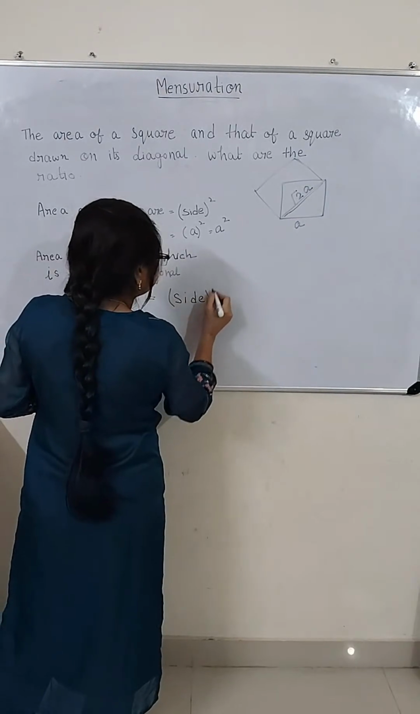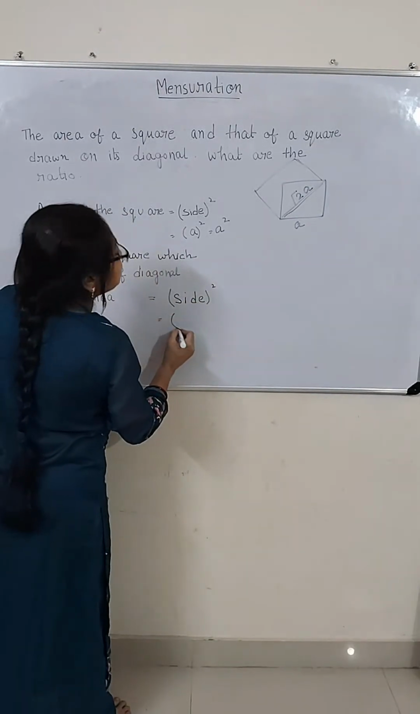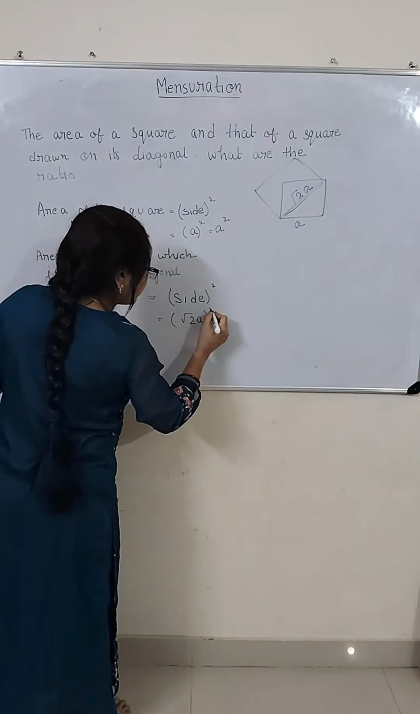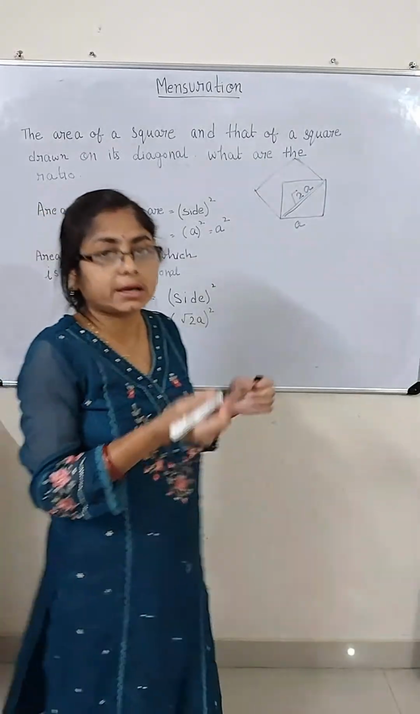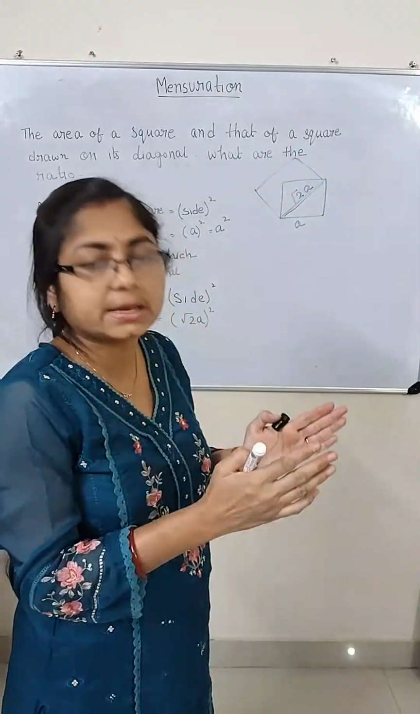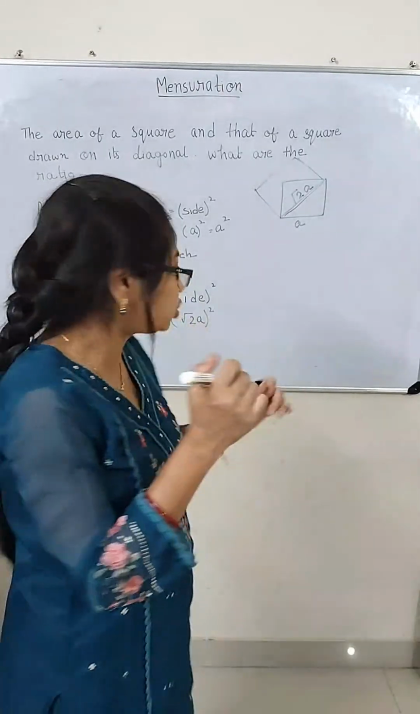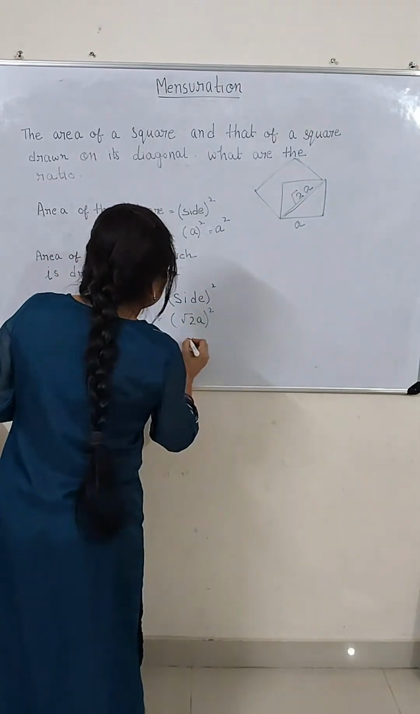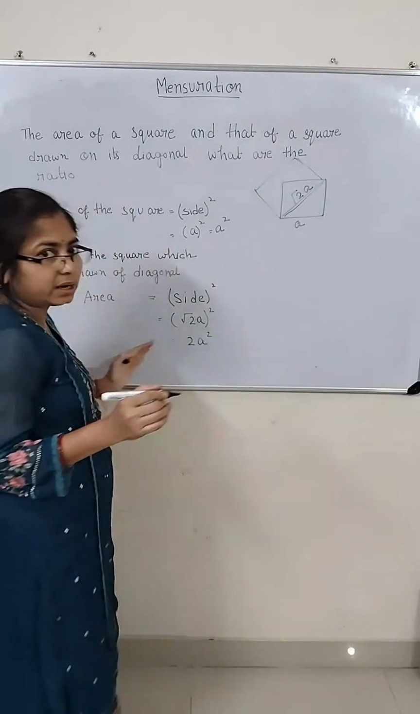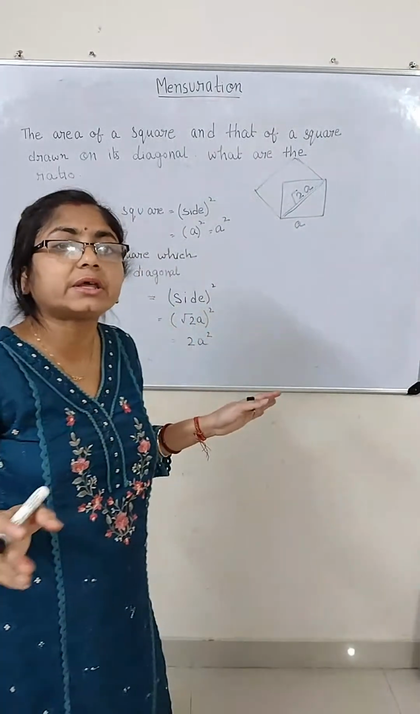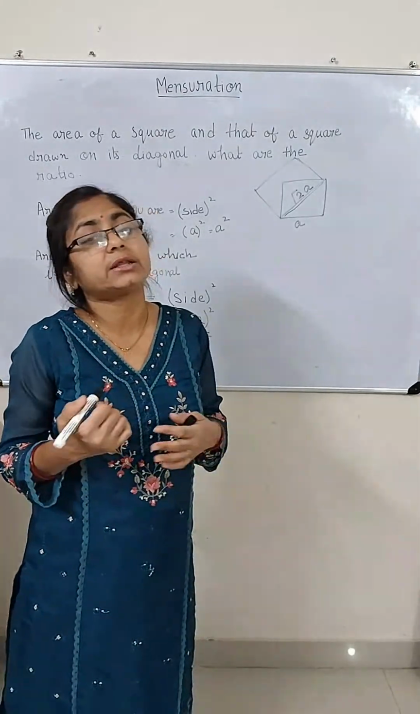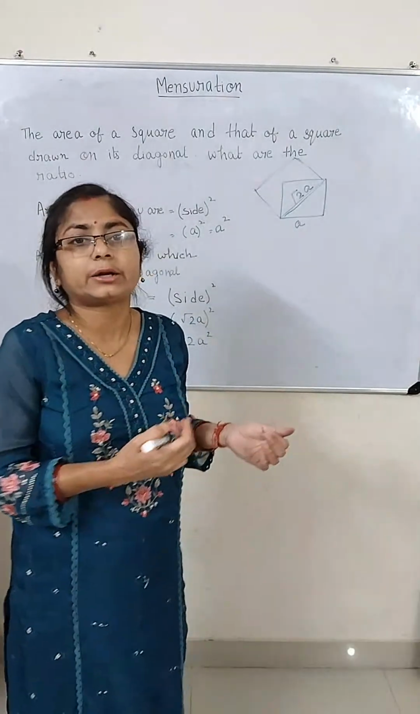Side square. Here the side is root 2a whole square. What I told in the last class, root 2 into root 2 is a whole number. It is only 2. So it is 2a square. Clear up to this part? Everything is clear. If any doubt, please write in the chat box so that I can check and clear that part.